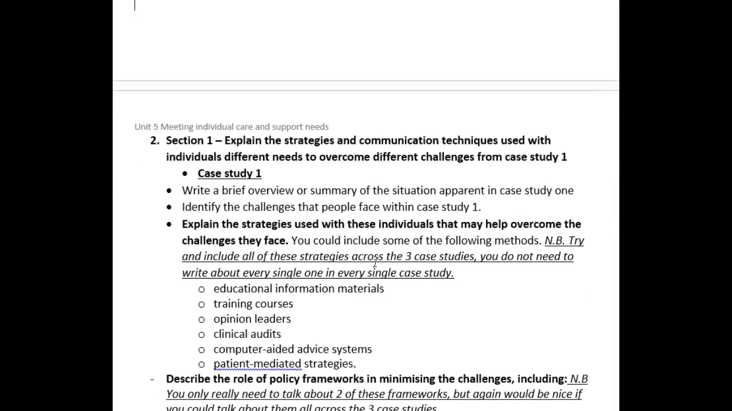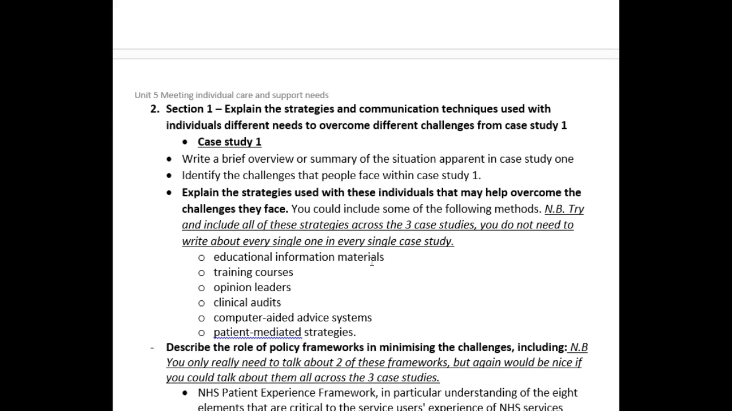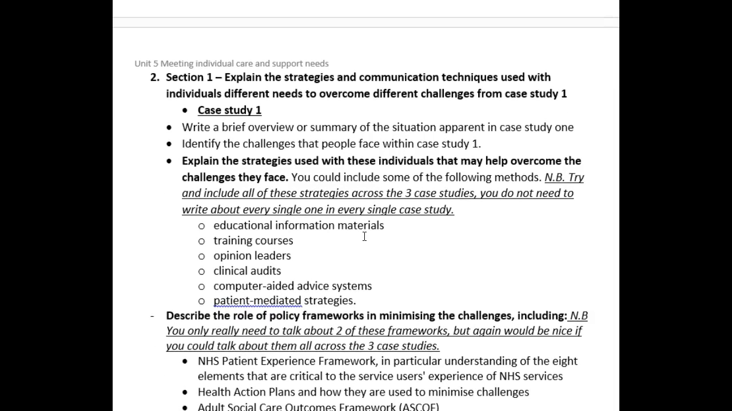Then we go on to the first section of our report. Here you're explaining the strategies and communication techniques used with individuals' different needs to overcome different challenges. So you're linking this to your case study 1. Initially, as per all other assignments, you write a brief overview or summary of the situation apparent in case study 1. And then you have a short paragraph identifying the challenges that the people within your case study are facing.